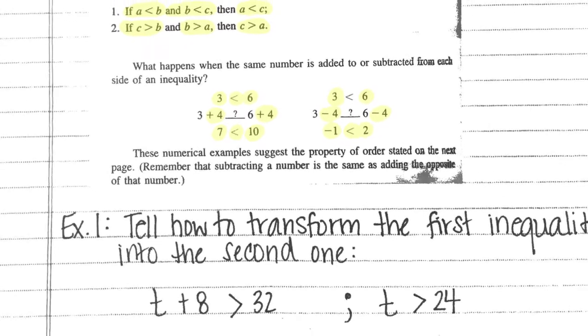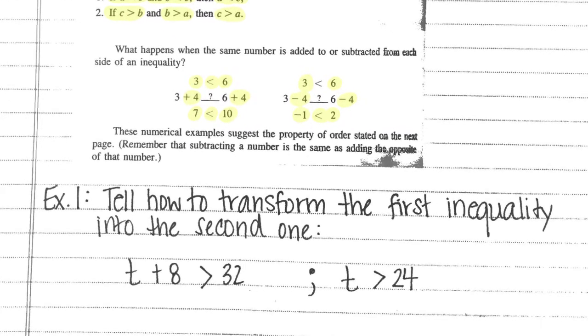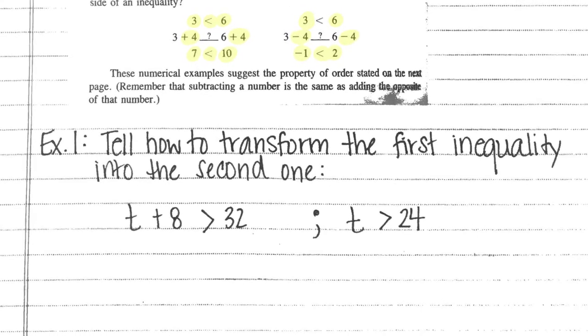So let's go ahead and talk about how to transform the first inequality into the second. What I tell my students is, hey, we're going to look at this just like we would solving equations. Let's pretend that this is an equal sign. How would I get rid of the 8? I would subtract it. So what I do to one side, I do to the other, and t is greater than 24. So if I had to tell how to transform it, I would subtract 8.